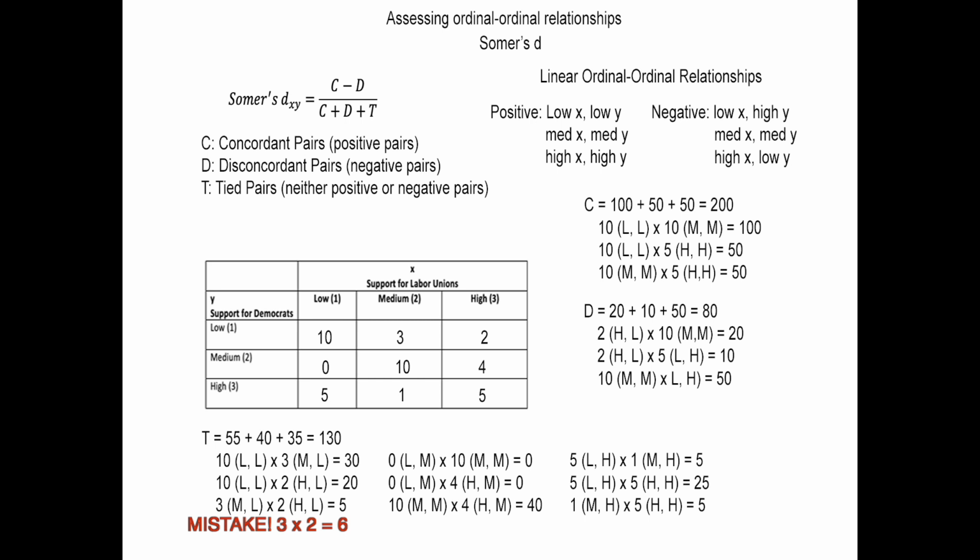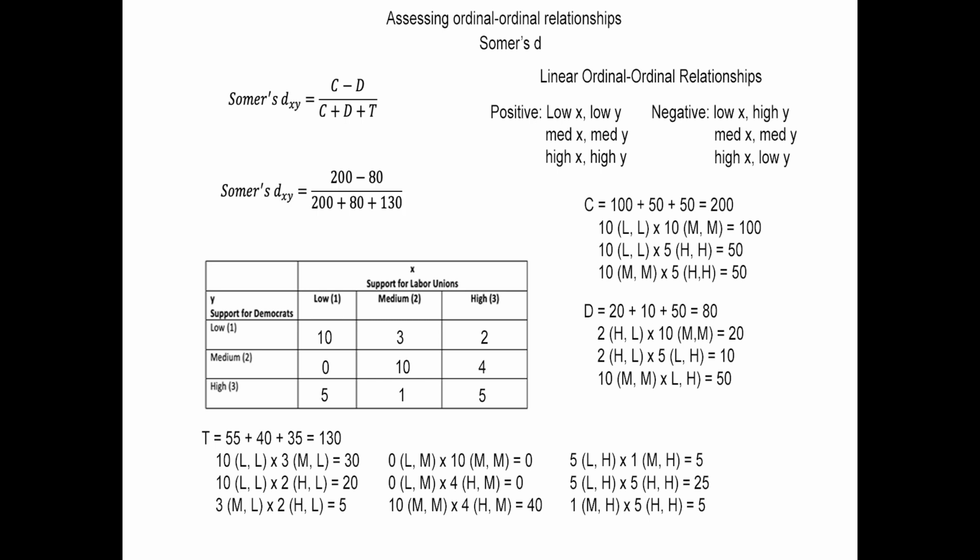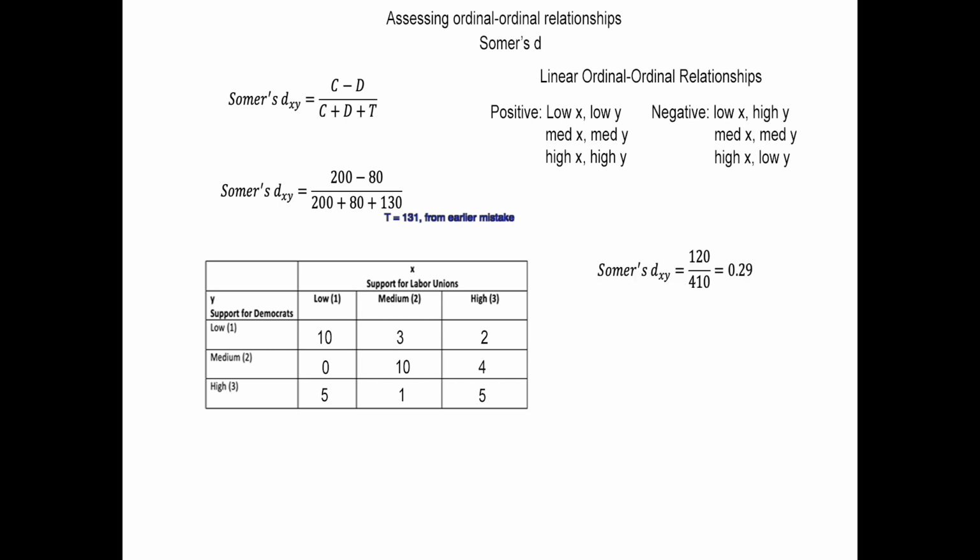So for our middle row, we're looking at low medium times medium medium, low medium times high medium, as well as medium medium times high medium. So we have 0 times 10 for 0, 0 times 4 for 0, and 10 times 4 for 40. Finally, moving on to our last row, we've got 5 times 1 for 5, 5 times 5 for 25, and 1 times 5 for 5. I put all these values in our Somers' D formula just above the table. Right now it's simply arithmetic to solve for Somers' D. Simplifying the equation down, we get 120 over 411, which gives us 0.29.